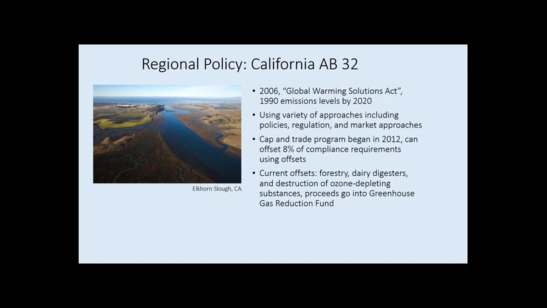And the current offsets include things like forestry, dairy digesters, and destruction of ozone-depleting substances. The proceeds from that cap-and-trade program go into their greenhouse gas reduction fund. And what I get super excited about is that in this spring, 2015, California chose to fund 12 projects in wetland and montane environments, and it included 4 coastal wetland projects, including one at Elkhorn Slough, which is pictured.